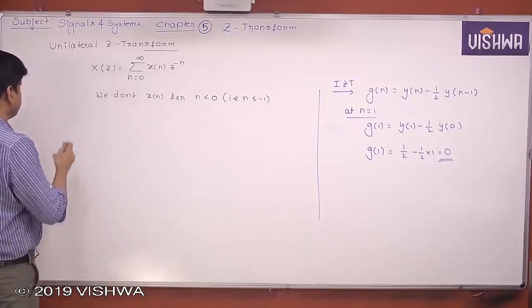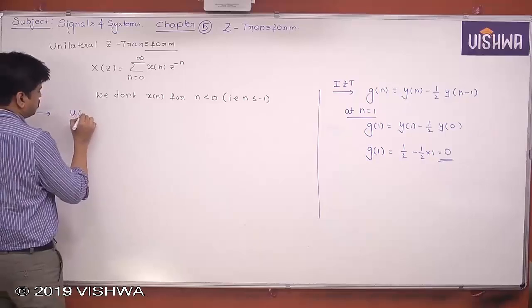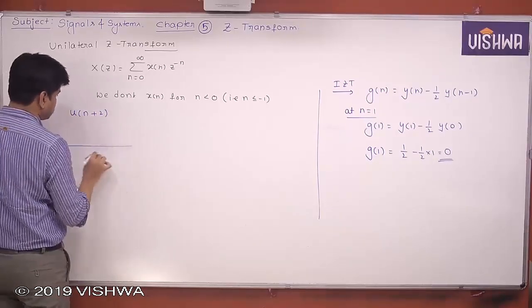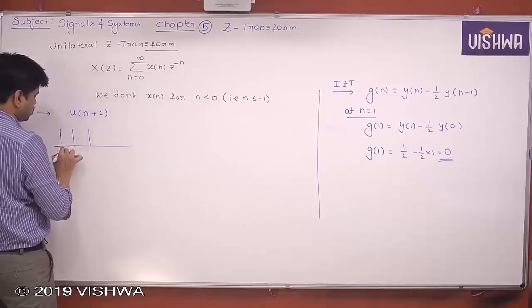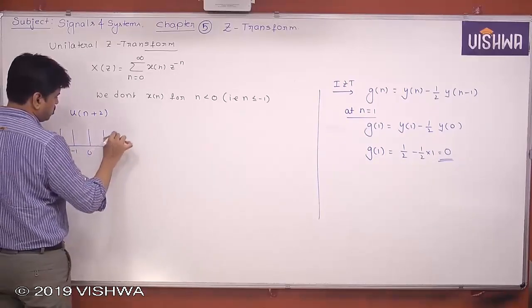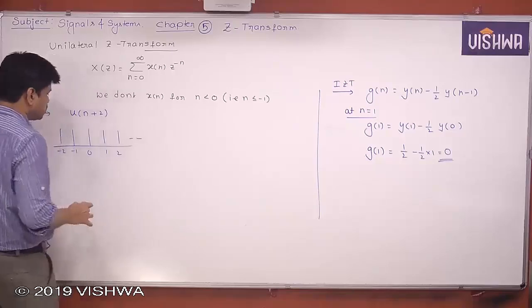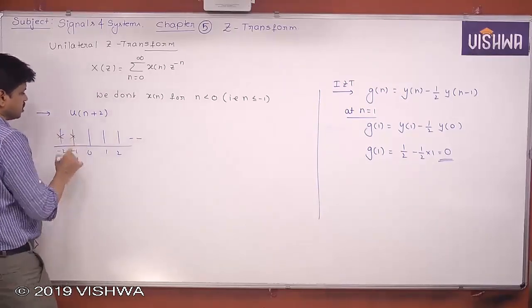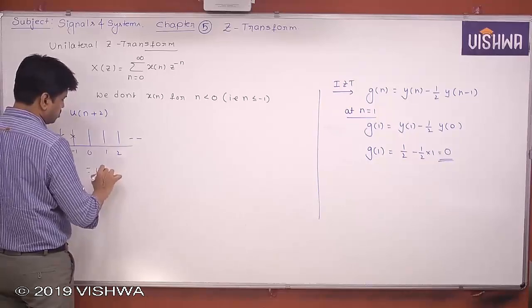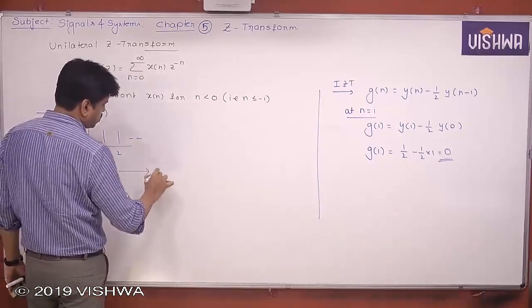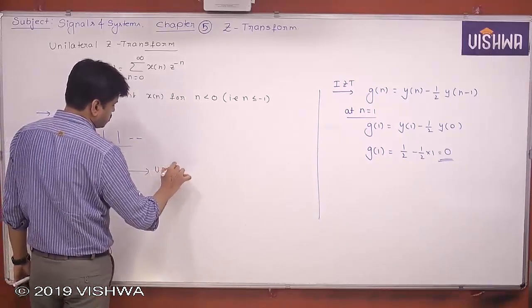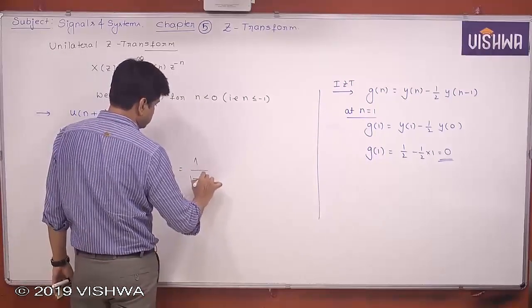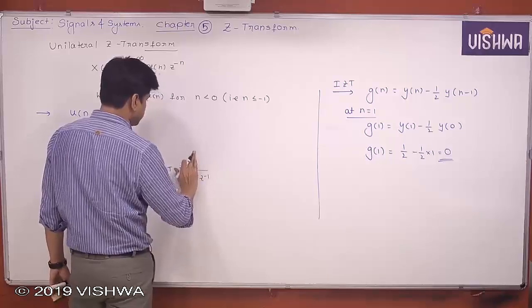Suppose if it is given u of n plus 2, then where is it existing? Minus 2, minus 1, 0, 1, 2 and so on. So these portions we don't have to consider. If I don't consider this one, then it is the same as u of n. Then for u of n, what is unilateral Z-transform? UZT is nothing but 1 by 1 minus Z inverse. Here we don't talk about the ROC concept again.